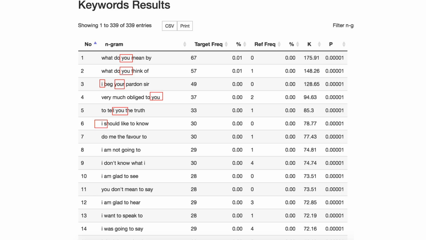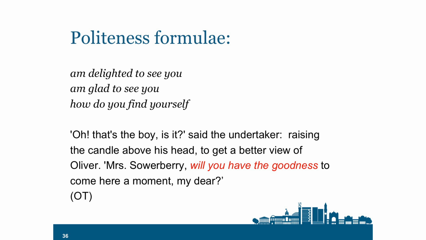And the idea here is that the speaker-listener world has a lot of things to do with pronouns. So what do you mean? What do you think? I beg your pardon, and things like this. These occur more in the fictional speech, and you don't have them as much in the narration. But then in the narration you have other things.